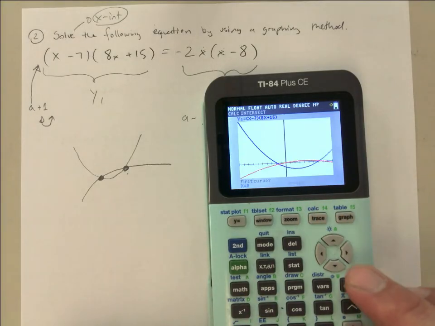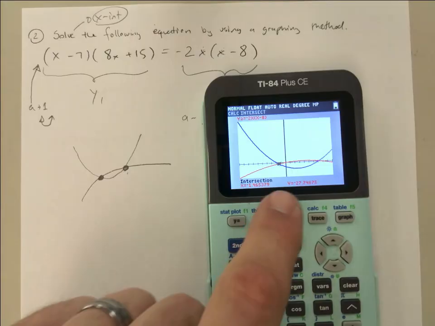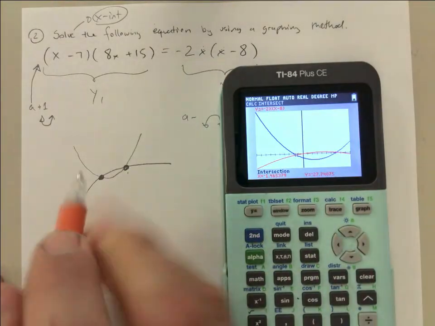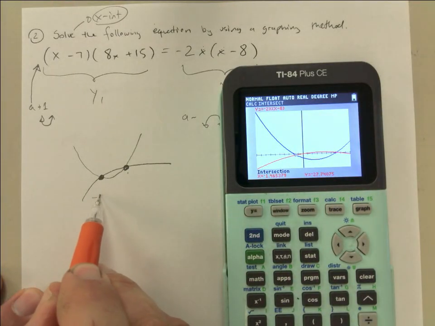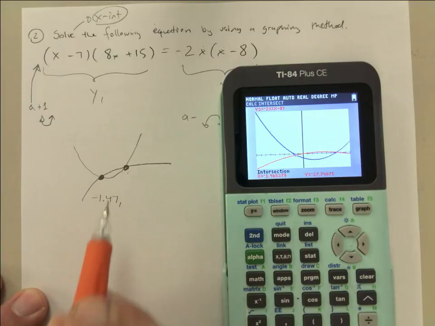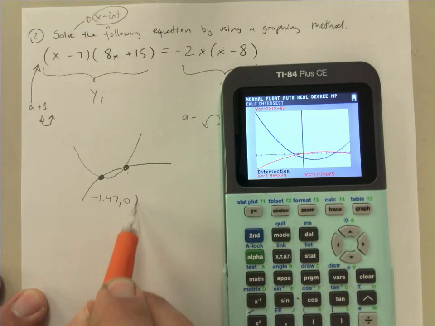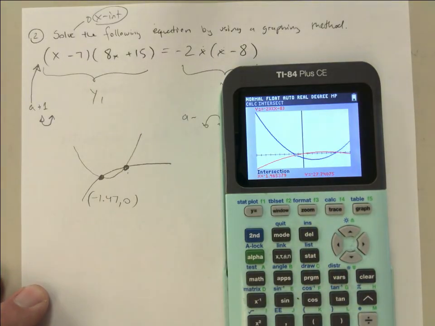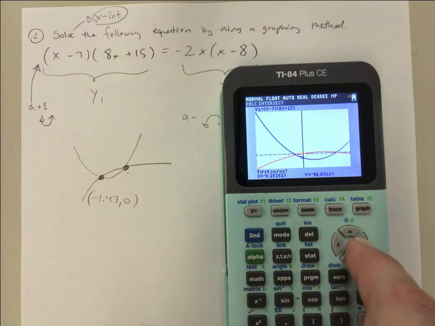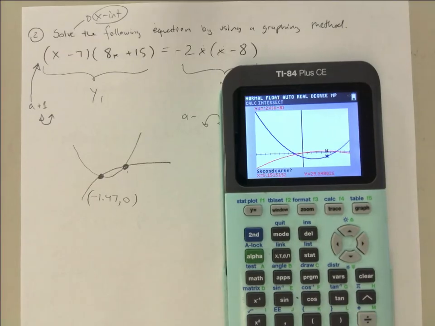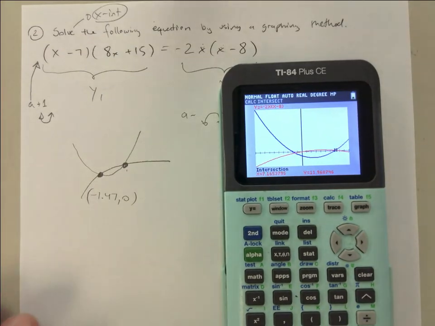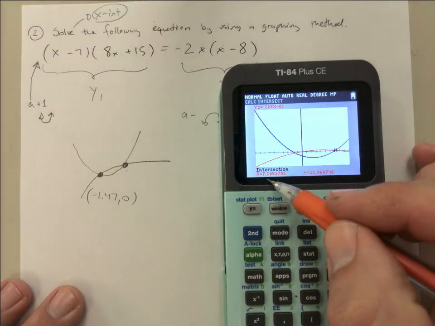So second trace 5, enter, enter, enter, find the first one. The important thing here is, this is the important thing, you don't copy the y value. You literally just go, that's your first solution. Second trace 5. I'm going to go a little bit closer to the other one. Enter, enter, enter. That's 7.170.